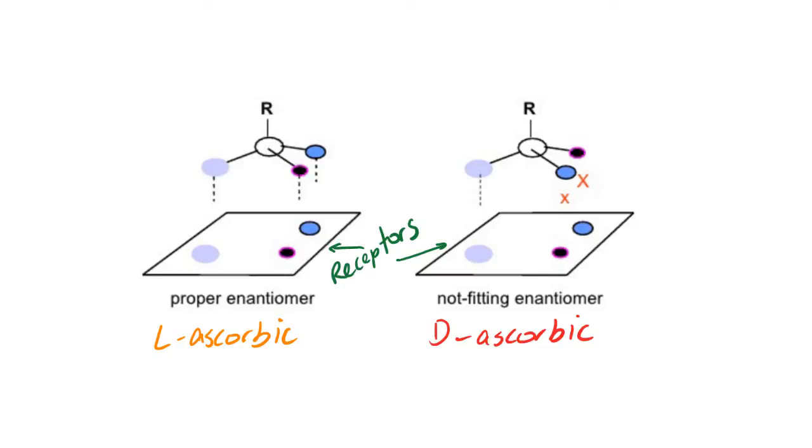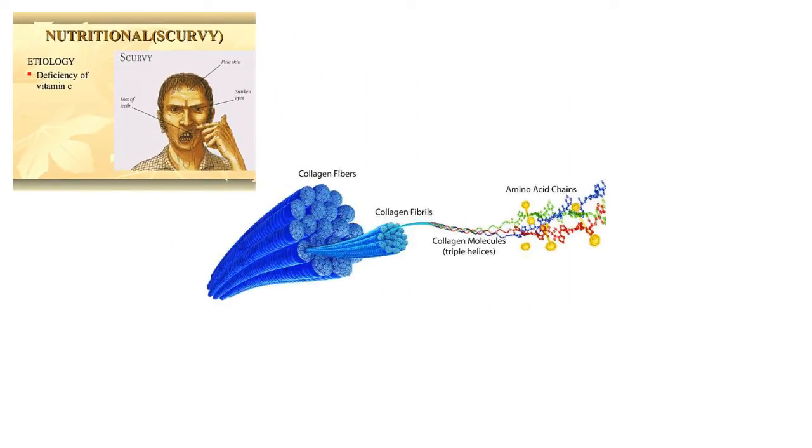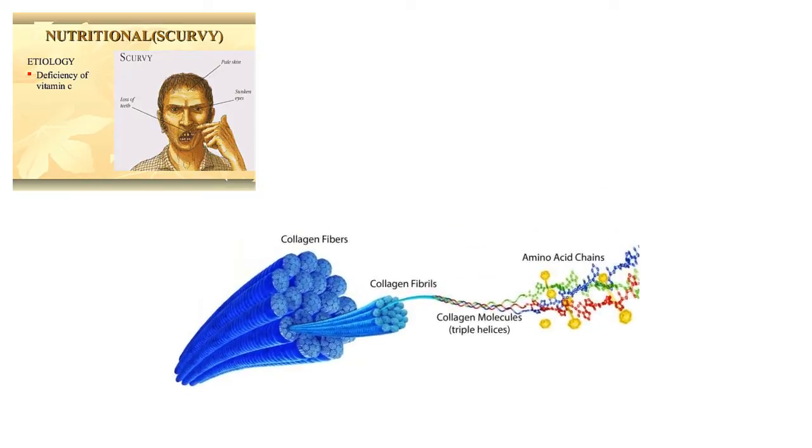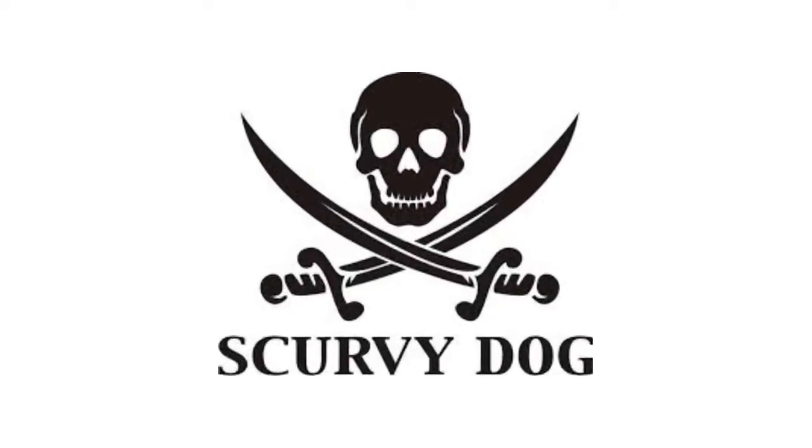L-ascorbic acid is perhaps most well known for its role in preventing scurvy. We need it to produce collagen, which is the main component of skin, bone, tendon, cartilage, and teeth, and humans can be made up of almost 30% collagen. Without enough of it, we get scurvy and our teeth fall out.